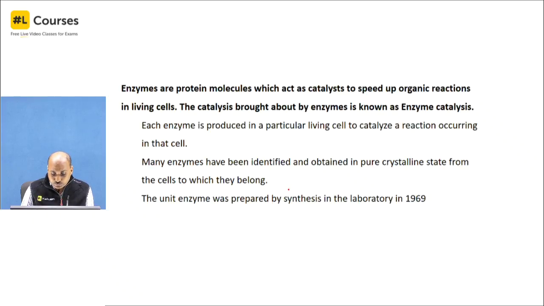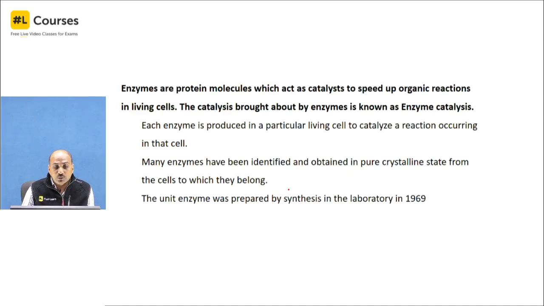Each enzyme is produced in a particular living cell where the catalysis takes place. Many enzymes have been identified and obtained in pure crystalline state from the cells to which they belong. The first enzyme was prepared in the laboratory in 1969. Before that, the first person, a French chemist, Anselme Payen, in 1833, was the first to identify the enzyme catalysis process.